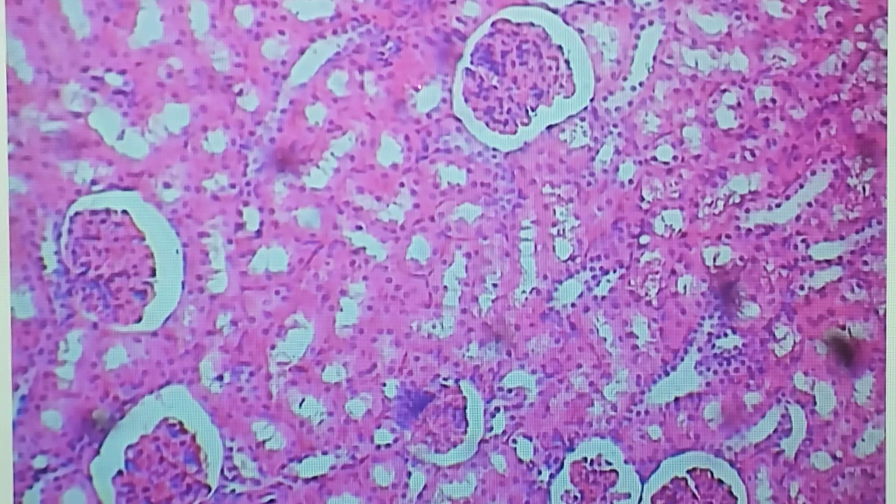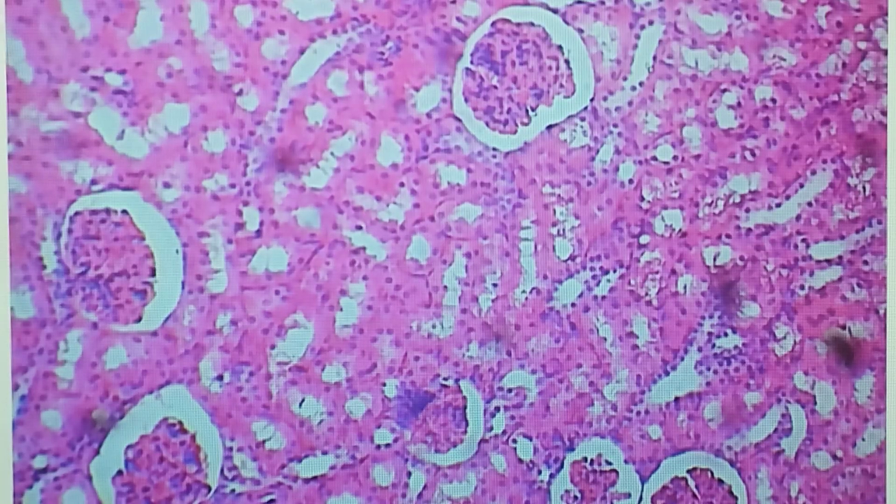Now look at the DCT, the distal convoluted tubule. The lumen is quite clear, quite large, and the cells are not as darkly stained as the PCT. So the DCT is not darkly stained like the PCT. So this is the proximal convoluted tubule, this is the distal convoluted tubule.